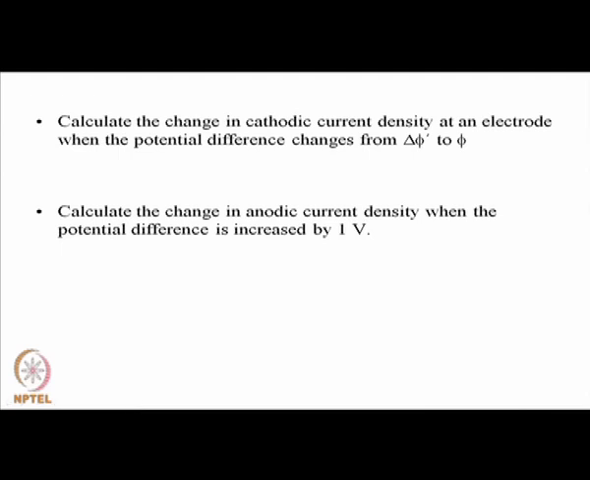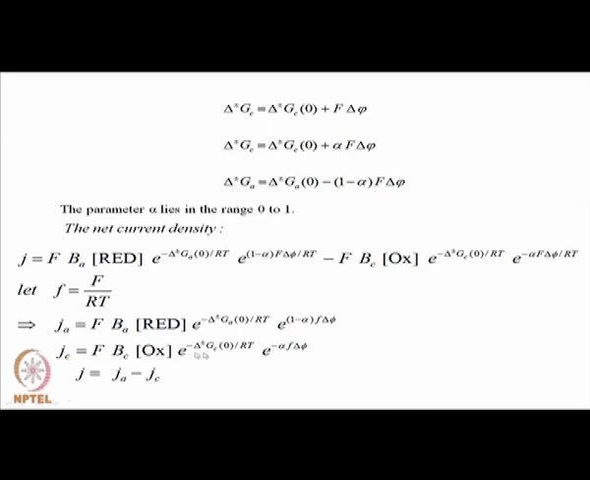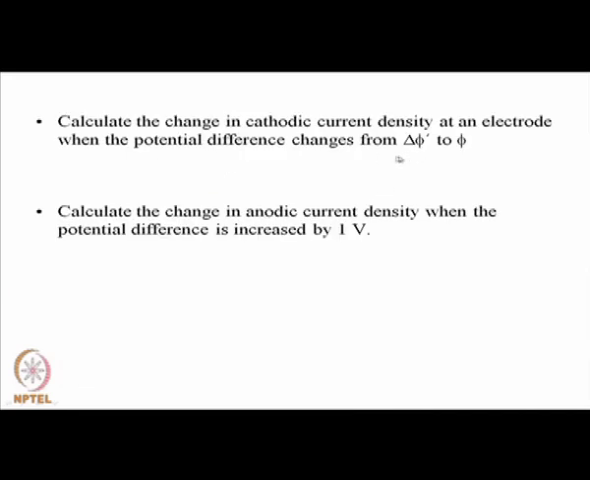So, you can try calculating the change in cathodic current density at an electrode when the potential difference changes from phi prime to phi. Okay. Not delta, it is a typo. So, phi prime to phi, what is the cathodic current density? So, this is your cathodic current density. Okay. So, if the value of your potential difference changes from say phi prime to phi, unprimed, you just try to find out the value corresponding to primed phi and another corresponding to only phi, and you should be able to have some idea of what is going on in the cathodic current when it is changing from some value to other value.